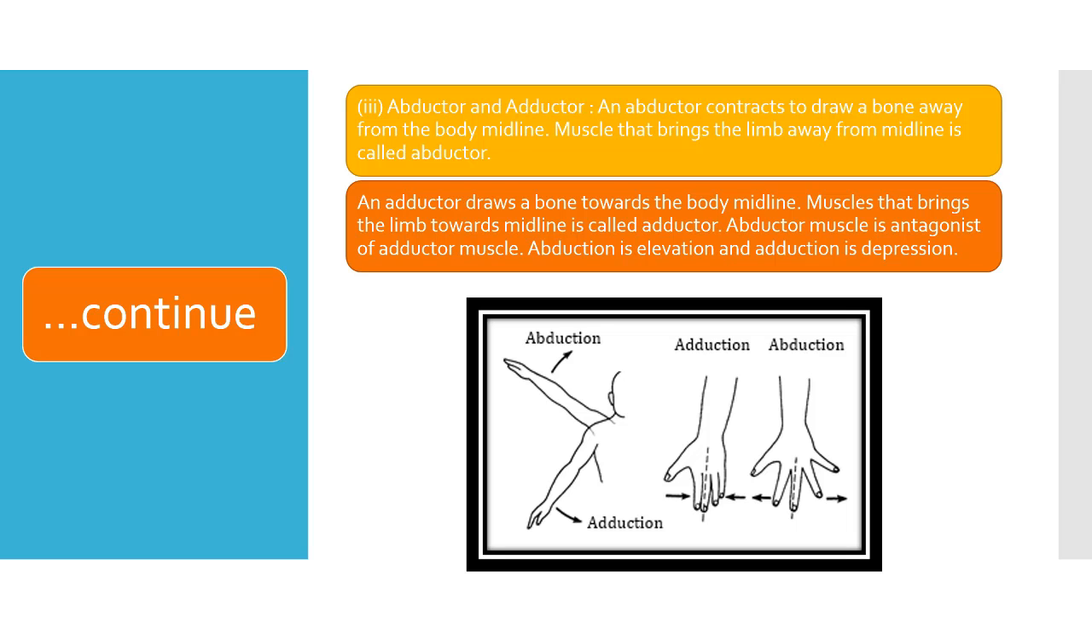So abductor muscles contract to draw a bone away from the midline. Muscle that brings the limb away from the midline is called abductor. Adductor draws a bone towards the body midline. Muscle that brings the limb towards the midline is called adductor. So adduction is medial movement towards the midline of the body. Abduction is to move the limbs away from the midline of the body. Okay. Abductor muscles are antagonistic to adductor muscles. Abduction is elevation and adduction is depression.